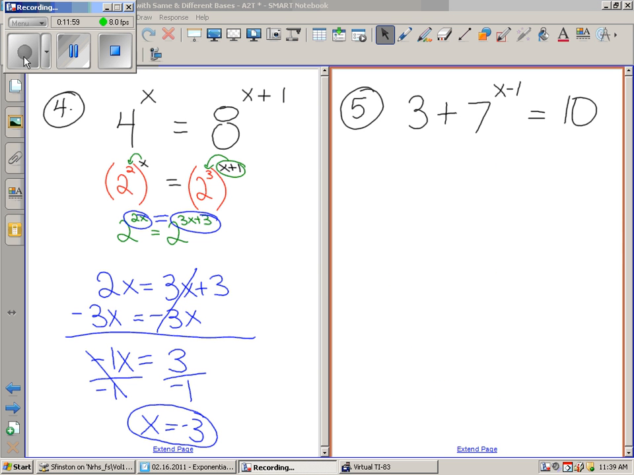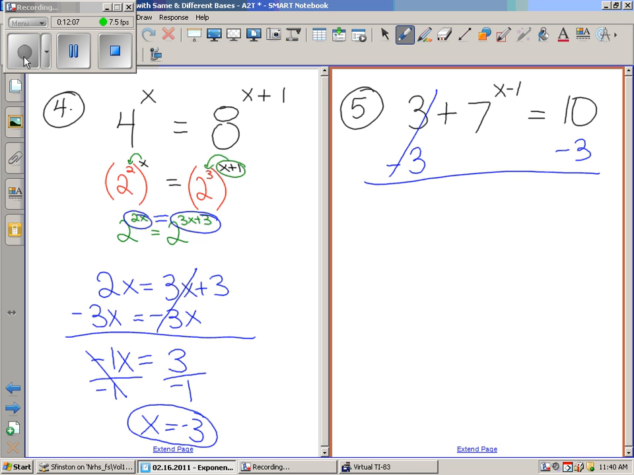Last problem of the day. Felice, take us home. What do we do? Yeah, -3 from each side. Now here's the question. If you don't see a number up there, what is it? Good. Just set these two things equal to each other. You get x minus 1 equals 1.